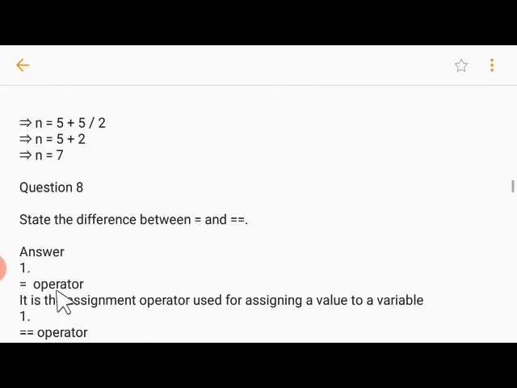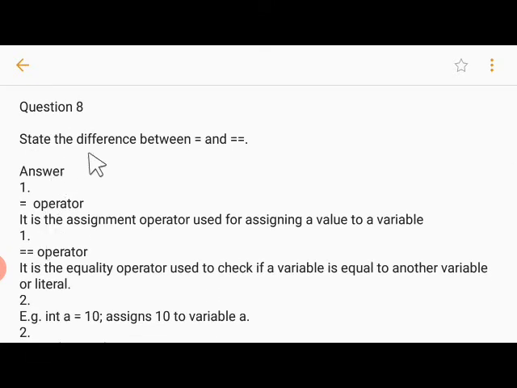After that, question number 8. I hope you have the clear idea of question number 7 now. Now state the difference between single equal to and double equal to. Students, single equal to, this operator, is an assignment operator used to assign a value to a variable.